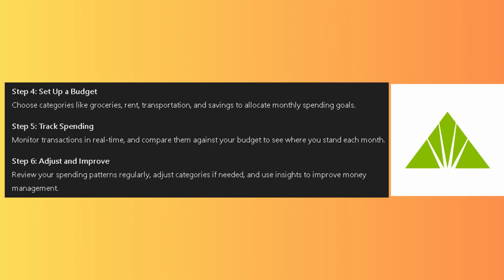Set up a budget. Choose categories like groceries, rent, transportation or savings to allocate to your monthly spending goal. Track your spending. Monitor transactions in real time, compare them against your budget to see where you stand each month.